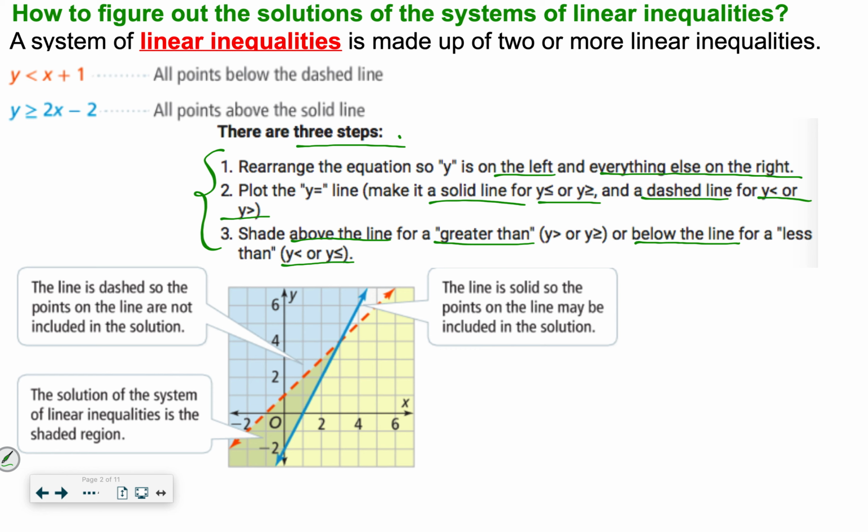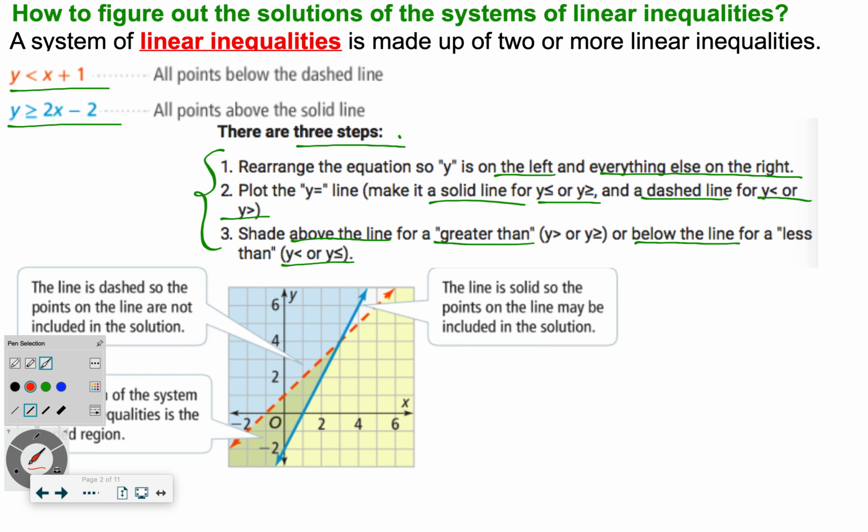As you see here, there are two examples given to you. Y is less than x plus 1, and y is greater than or equal to 2x minus 2. By using these steps, we can understand how to draw linear inequalities. Okay, first I am going to draw y is less than x plus 1. To be able to draw any line, you need to find the slope and y-intercept.